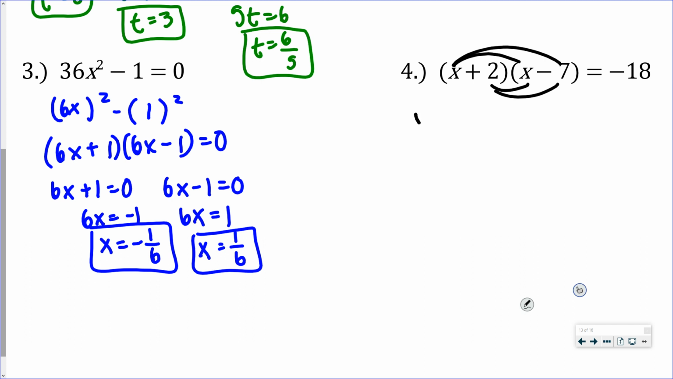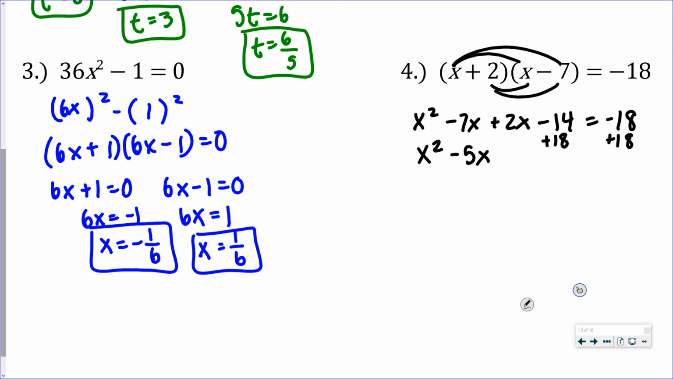It's not hard. x squared minus 7x plus 2x. Okay, so I distributed the x. Distribute the 2. Negative 14 equals negative 18. All right, I'm going to combine my like terms here of negative 7x and 2x and get negative 5x. And at the same time, I'm going to add this 18 over. So you end up getting this. Oh, nice. The trinomial, the one in front. Those are my favorite.